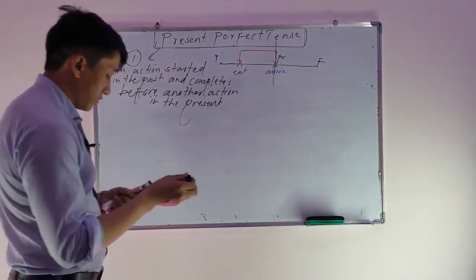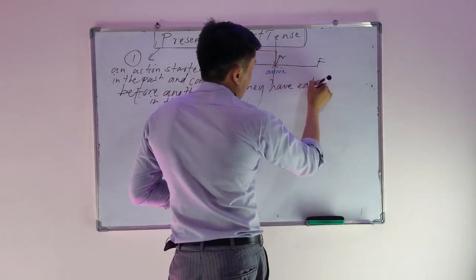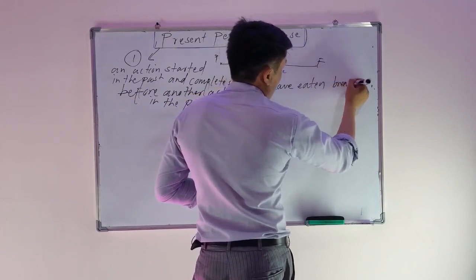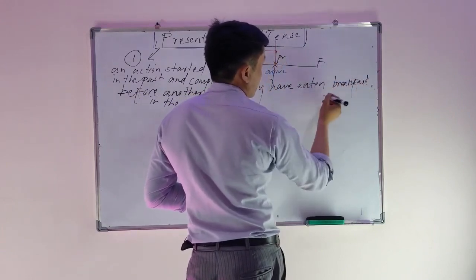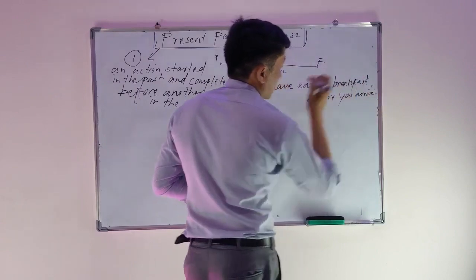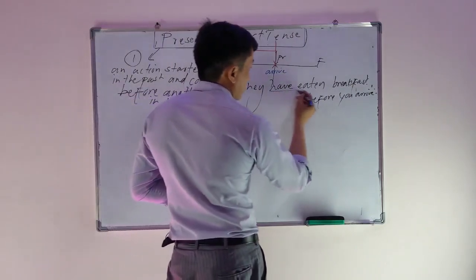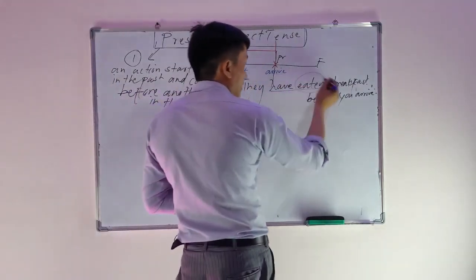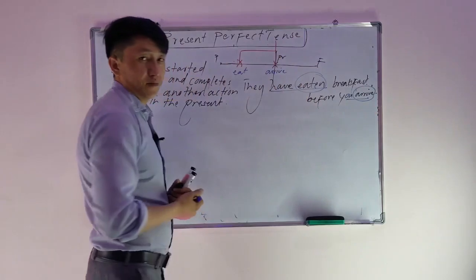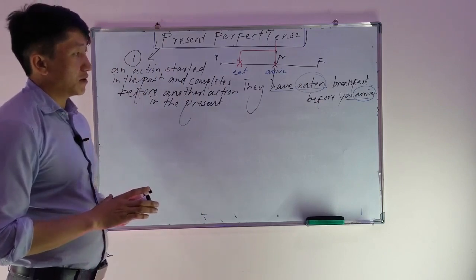For example, we can say they have eaten breakfast. We can also say they have had breakfast. They have eaten breakfast before you come, before you arrive. Now, this is the present perfect tense. The action of eating started in the past, and it completes before another action of arriving now. Or we can say it just finished. We use what tense? Present perfect tense. For example, they have eaten breakfast before you arrive.